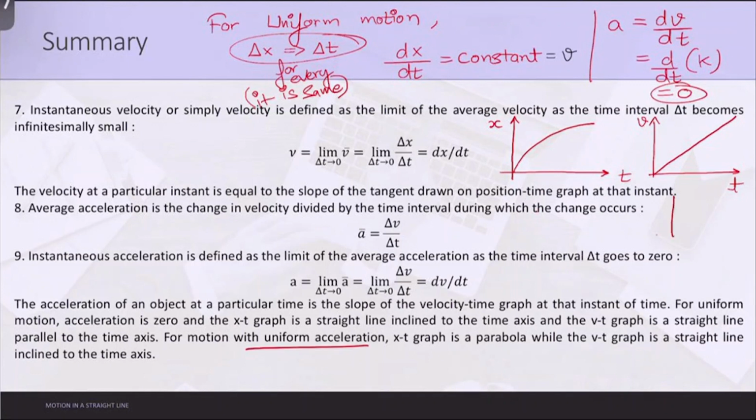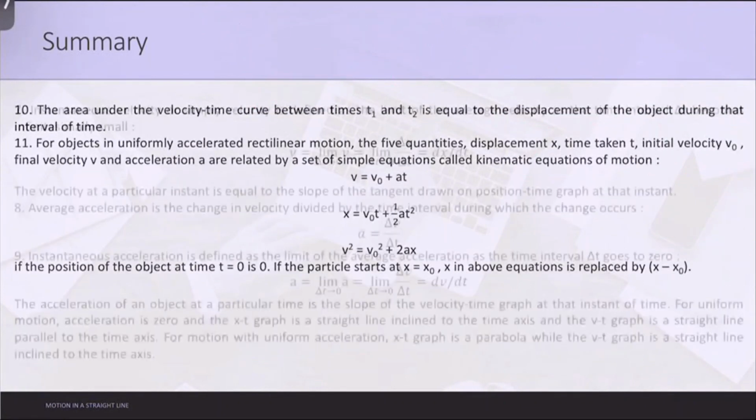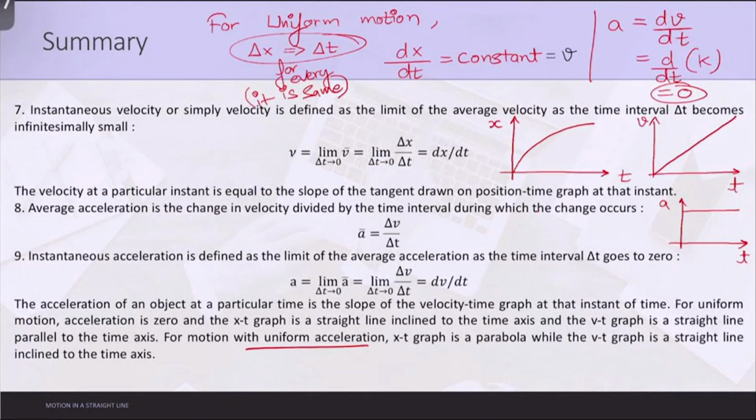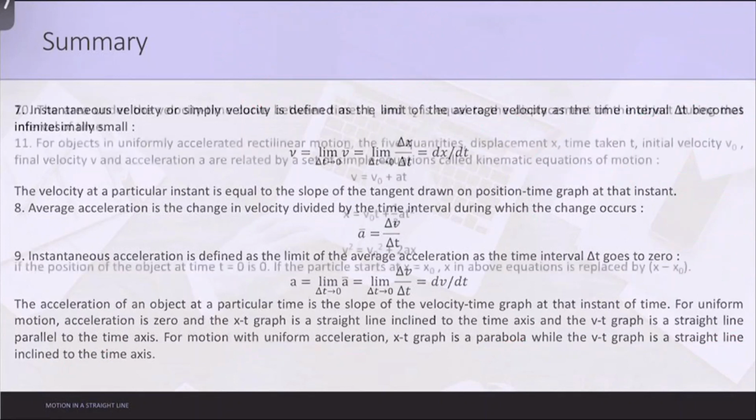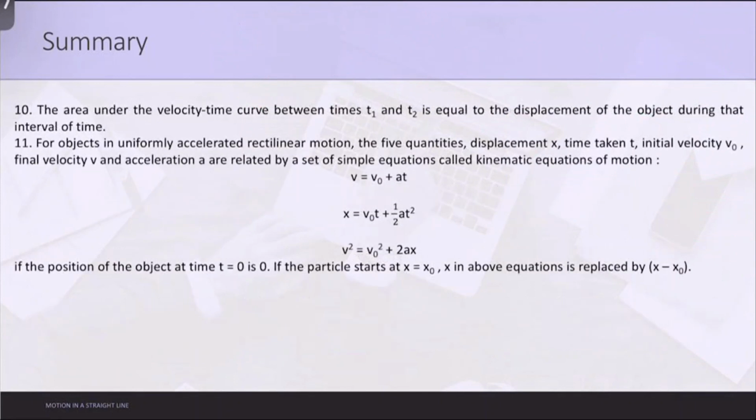So what happens in uniform acceleration? Then this time the acceleration time graph will be constant. Okay, so that is how these things have been explained. I try to explain each and every word which is written here. So for motion with uniform acceleration, the xt graph is a parabola, while the vt graph is a straight line inclined to the time axis. Okay, fine. Moving on, final points.